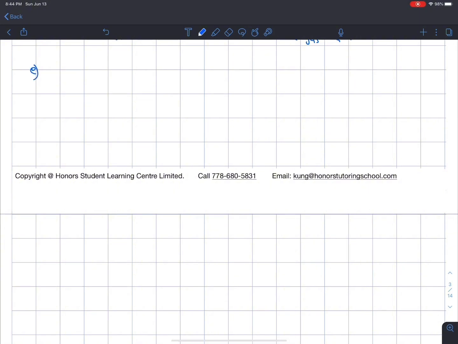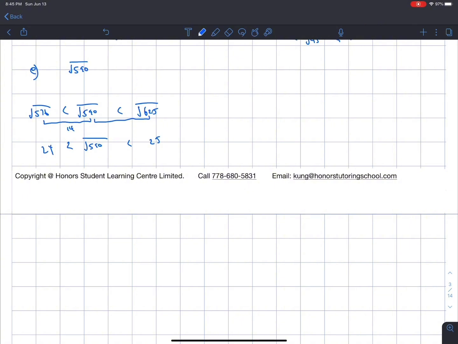e, the square root of 590. So 625 would be 25. And now I'm going to try 24 squared. 24 squared is 576, so the square root of 576 is 24. Same idea. 576 is 14 away from 590, and 590 to 625 is 35 units away. So the square root of 590 is close to 24.